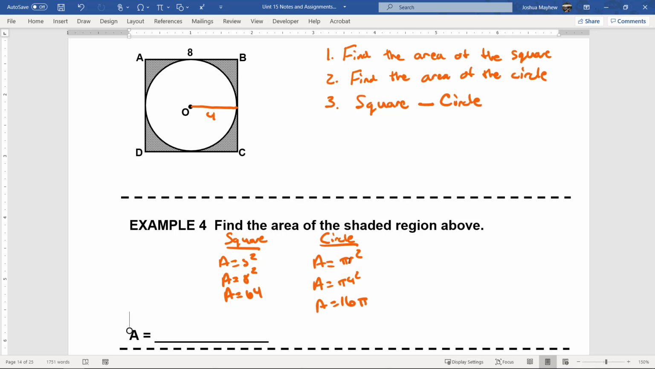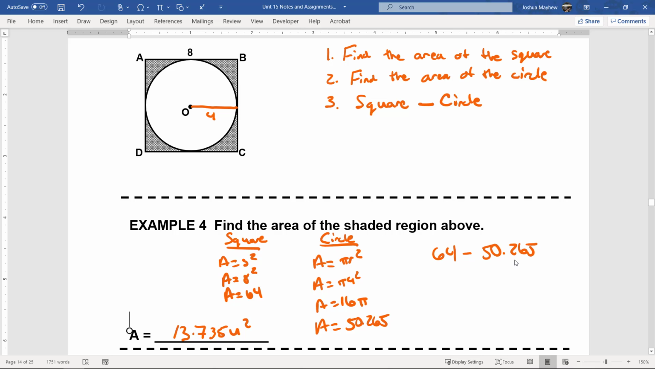Okay. And that's approximately 50.265. So to find the area of the shaded region, I'm going to take that 64 and subtract that 50.265. And that gives us an area of 13.735 square units. Okay.